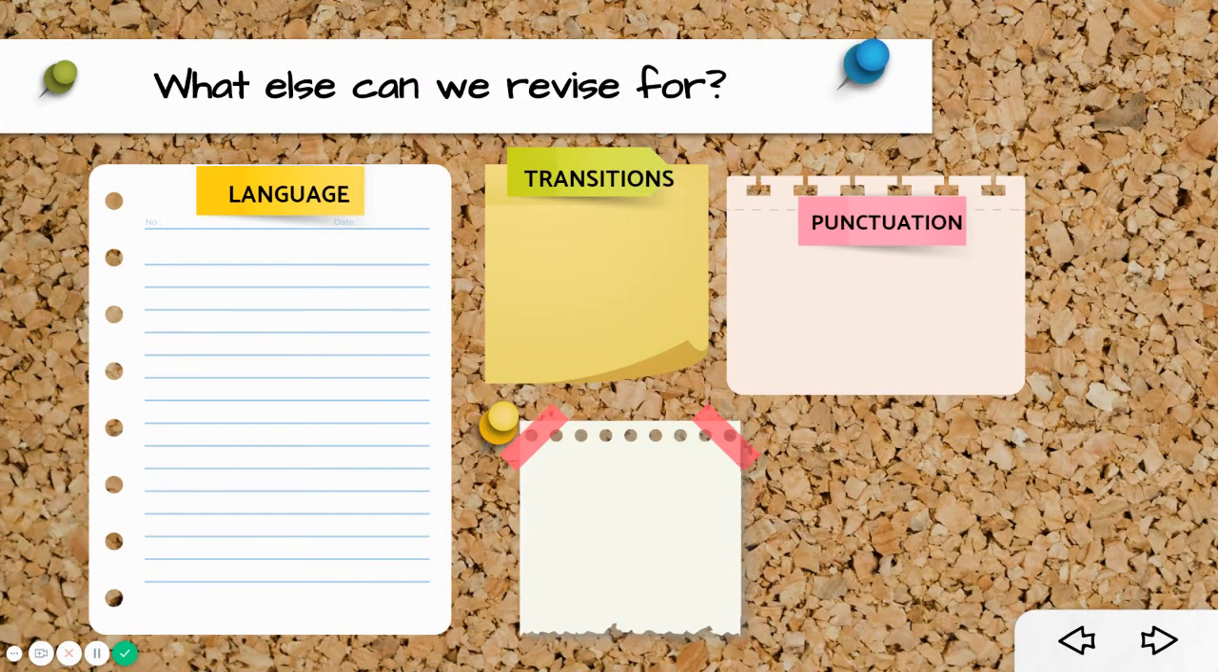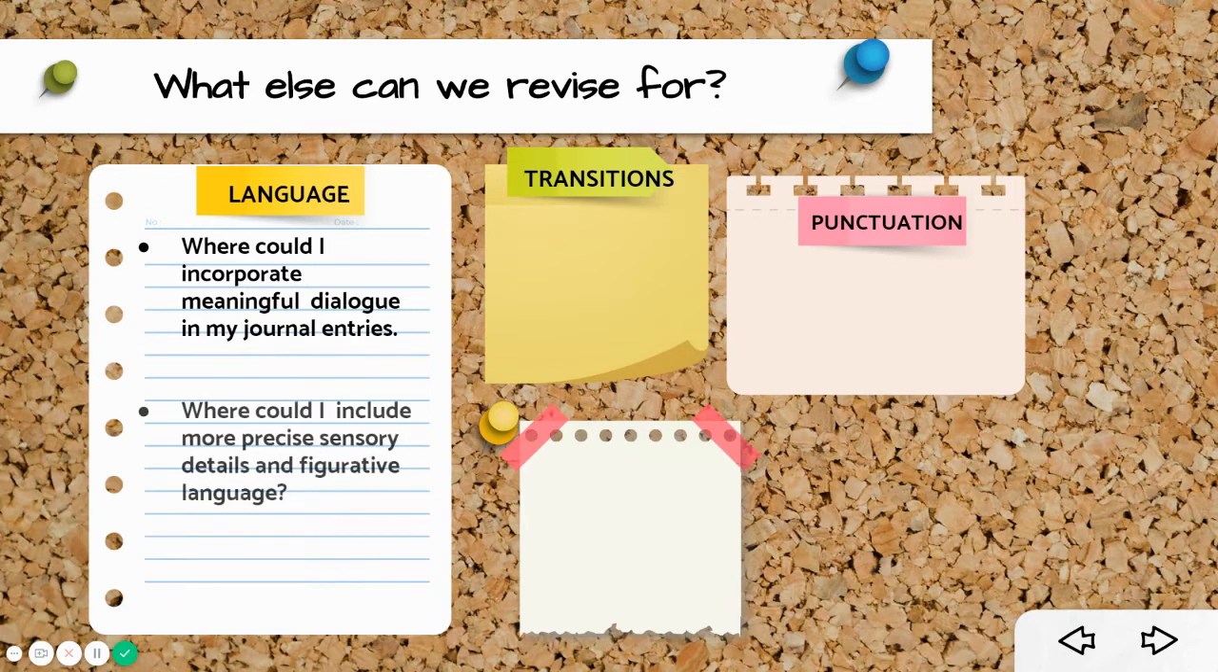And what else can we revise for? So here's some other categories we could revise for. So in terms of language, we could say, where could I incorporate meaningful dialogue in my journal entries? Now, when you're thinking about dialogue here, it might look different because you're writing a journal entry. So it's okay if your dialogue is more of a reflection back on something specific that someone said to the character instead of just a back and forth, because that's okay when you're writing a diary entry. And where could I use more precise sensory details and figurative language? So how can I really help my reader to see and hear and feel what that character was experiencing?